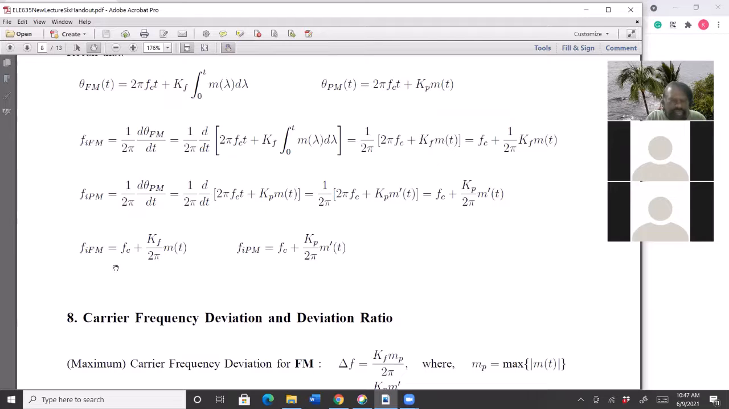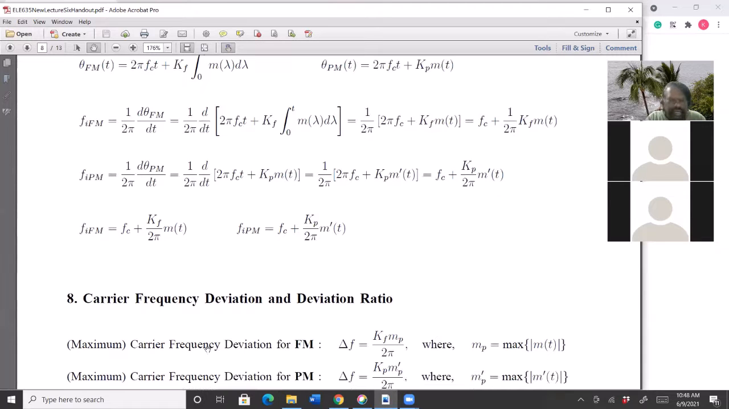Let's look at the frequency modulation. This is the center frequency. How far is it going to deviate from the center? Look at here, what is the maximum value of this? Assume m(t) is positive. The maximum value of this will happen at the peak value of the message signal, right? So that's the formula I have here. The maximum carrier frequency deviation is Kf over 2pi, times the peak value of m.